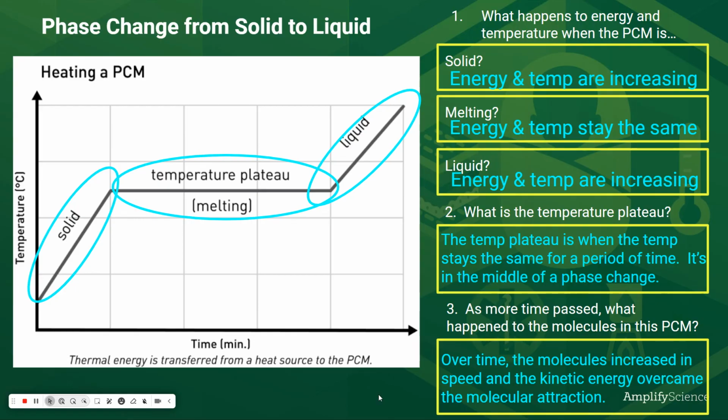And then you and a partner are going to work on the next graph on your own and fill in those answers.